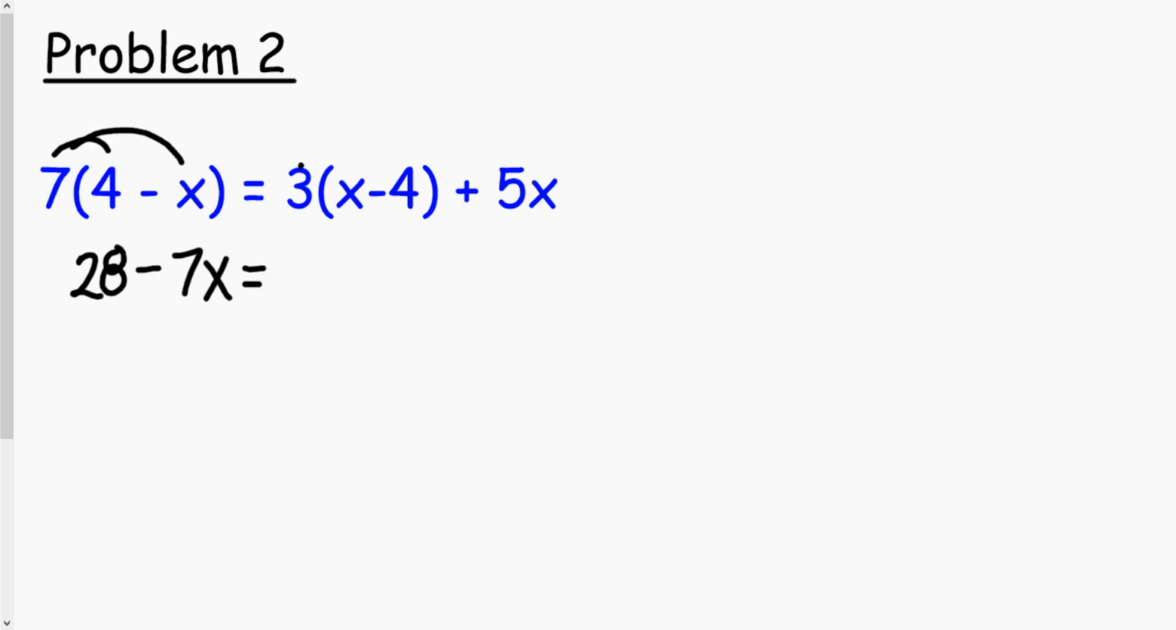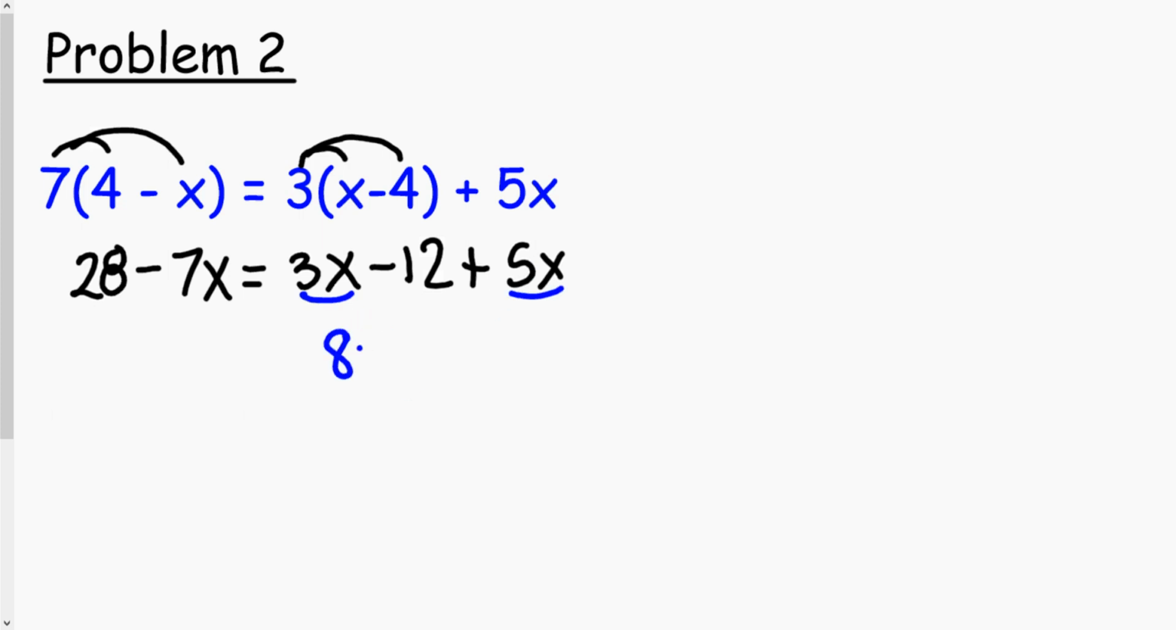On the right-hand side, I'm going to distribute the 3, but remember I'm only distributing it to the terms inside the parentheses. I'm not going all the way over here to the 5x. So 3 times x is 3x, minus 3 times 4 is 12, plus the 5x at the end. And now, on this side of the equation, I do have like terms, 3x and 5x, so I'm going to add them together and get 8x minus 12. Over here I get 28 minus 7x.